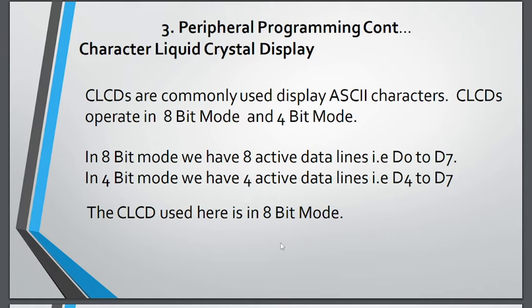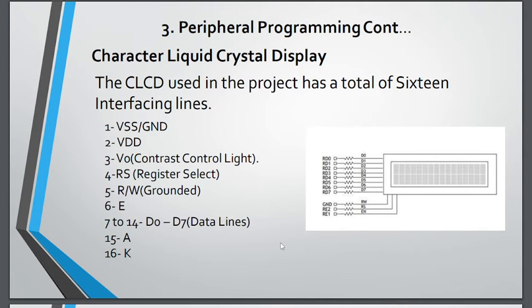CLCD. Now, CLCDs are commonly used to display ASCII and special characters. CLCDs operate in 8-bit and 4-bit mode. In 8-bit mode, we have 8 active data lines, while in 4-bit mode, we have 4 active data lines, D0 to D7 and D4 to D7 respectively. The CLCD used here is in 8-bit mode. The CLCD in our project is an 8-bit mode CLCD.